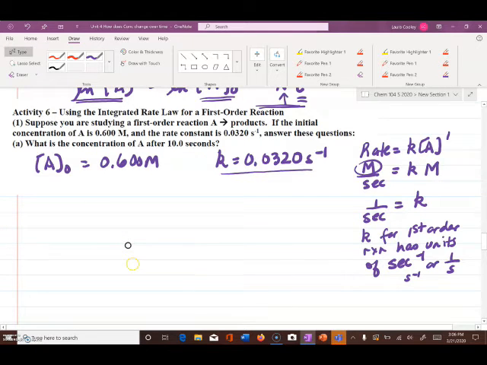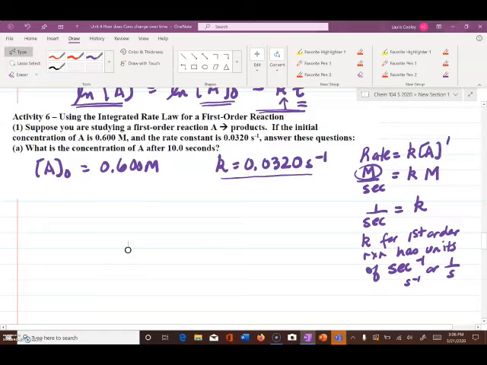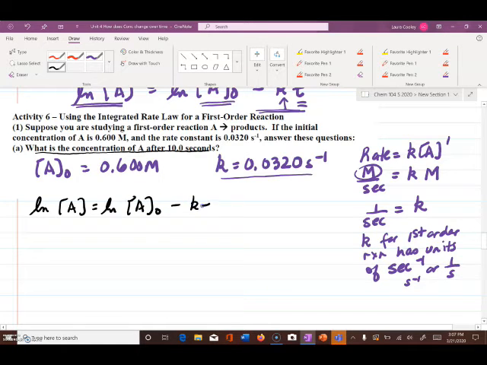So here you're given the initial concentration of A, and you're given the rate constant. And so the question that's asked is, what is the concentration of that reactant named A after 10 seconds? So that's what we're going to work on. So how are you going to work on this? Okay, so we're going to use the equation that we just got, that the natural log of A is the natural log of A0 minus KT.